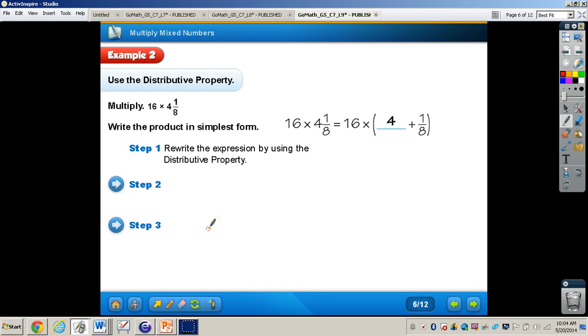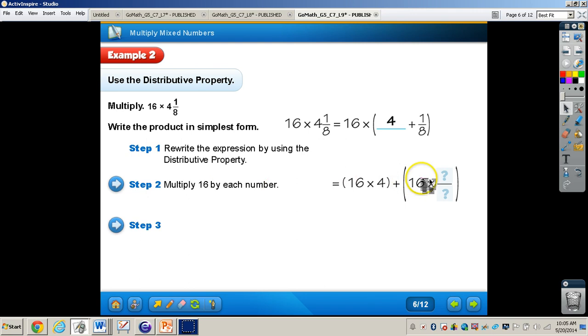Okay, so now we have 16 times 4 and 1/8, and we're going to use the distributive property. That means that we can expand the problem, if we need to. So we have 16 times 4 and 1/8. What we can do here is take that 4 and 1/8 and make it into 4 plus 1/8. Then from here, we can multiply 16 by each number.